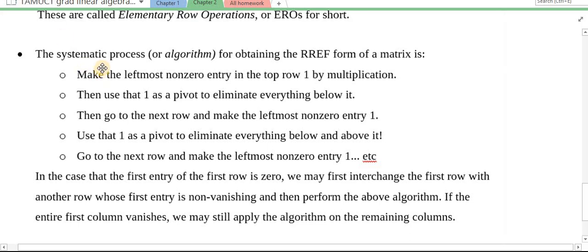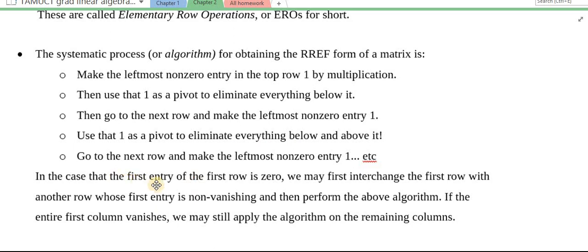Now, these operations are used in a systematic process or algorithm, and the steps of that algorithm are described as follows. First, you make the leftmost non-zero entry in the top row turn into 1 by row multiplication. You may have to exchange rows in order to do that, but typically you do this first. You then use that 1 as a pivot to eliminate everything below it, then go to the next row and make the leftmost non-zero entry into a 1, and use that 1 as a pivot to eliminate everything below and above it, and continue.